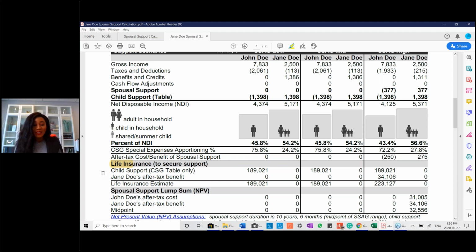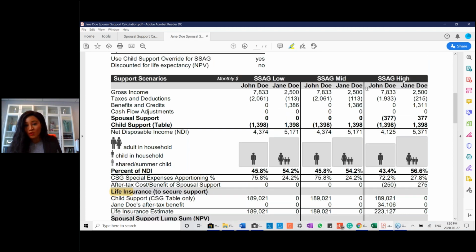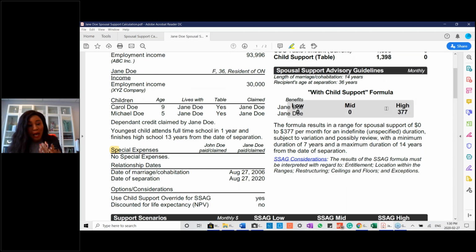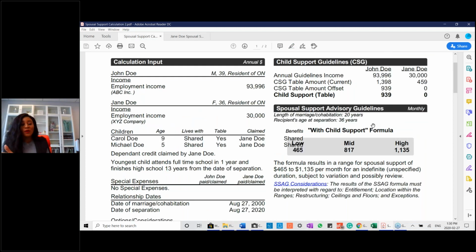And lastly, we'll talk about exemptions to the SSAG formulas. By the SSAG, I'm talking about the ranges here, the Spousal Support Advisory Guidelines. So if we go back to this example, what are some of the exceptions? If for whatever reason the numbers here just aren't working for your situation, you think it's too high or too low, you may be able to ask for an exception. It's very rarely done. There are very limited factors, but there are factors.